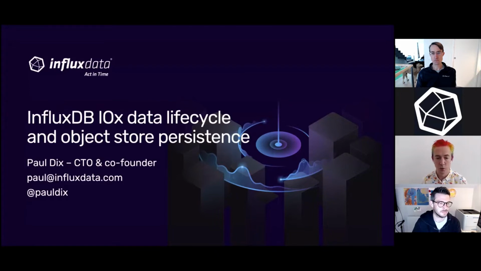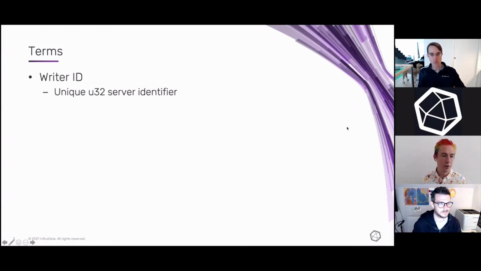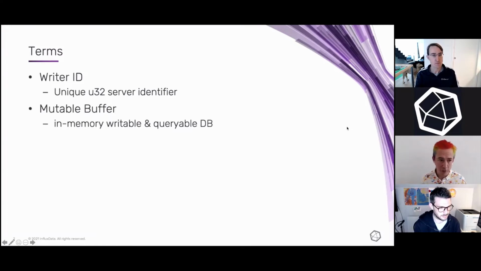All right, so let's get into it. Before we start, I just wanted to have some definition of some terms. As I go through these, if they don't make sense right away, don't worry, I'm going to revisit them multiple times throughout the talk. The first is called a writer ID. It's a unique U32 identifier that identifies each IOx server that's operating. There's something called the mutable buffer, which is an in-memory, writable, and queryable database. So it's optimized to be able to accept writes, but also be able to answer queries.